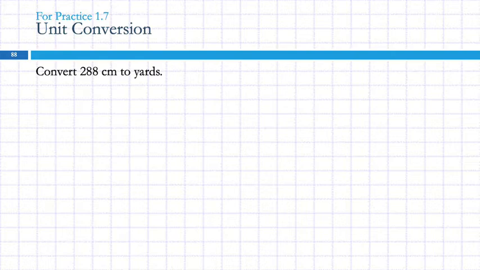Okay, so we're going to do some examples here. Convert 288 centimeters to yards. Well, what am I starting with? Centimeters. And what am I trying to find? Yards. This one's pretty straightforward because there's hardly any words. Right? When there's a whole paragraph, it's a little more confusing.